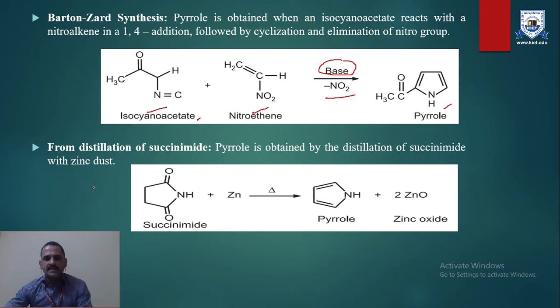Another method is the distillation of succinimide, where the pyrrole is obtained by the distillation of the succinimide molecule in the presence of zinc dust.